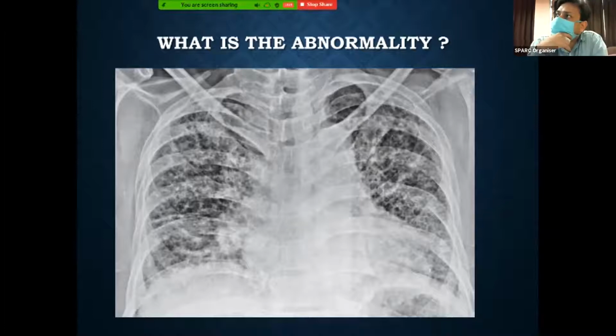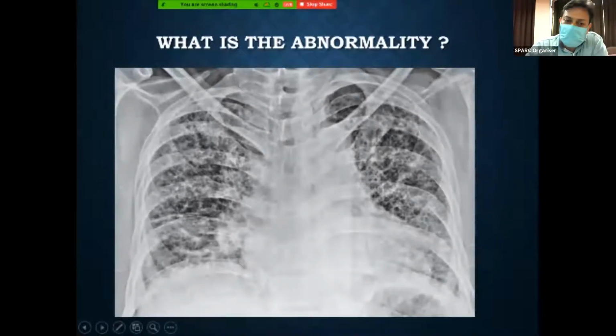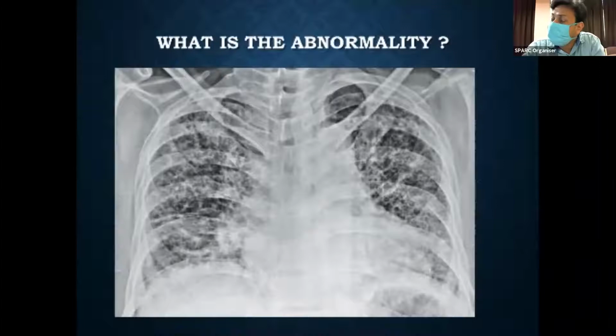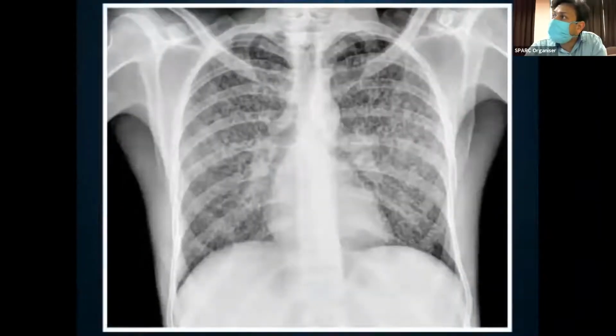Another chest X-ray, what is the abnormality here? We see a lot of crisscross lines, and this pattern is described as reticular opacities. So we are having a lot of crisscross lines in the chest X-ray, and the common cause is interstitial lung disease. I'll be going into that in further detail, but I'm just showing some interesting cases before getting into the talk.